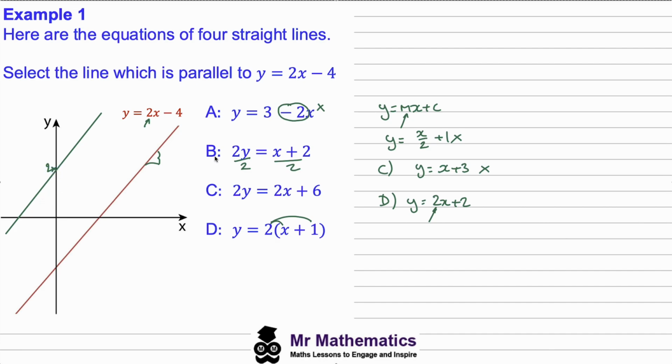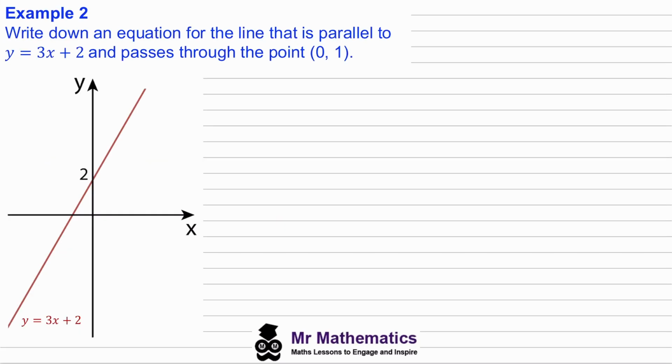Okay, let's try example 2. So in example 2, we've been asked to write down an equation for the line that is parallel to y equals 3x plus 2, this red line here, and passes through the point 0, 1. So if we mark this point on the grid, this would be about here. We know the line is parallel to this red line, and it will pass through the point 0, 1. So because they're parallel, they'll have the same gradient. So the gradient of this blue line will be the same as the gradient of the red line.